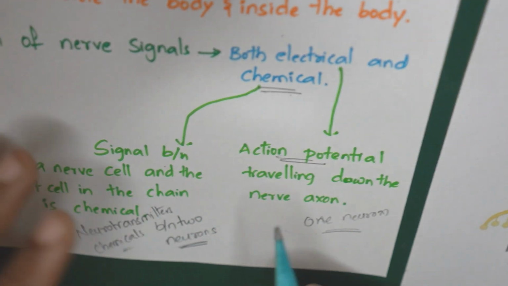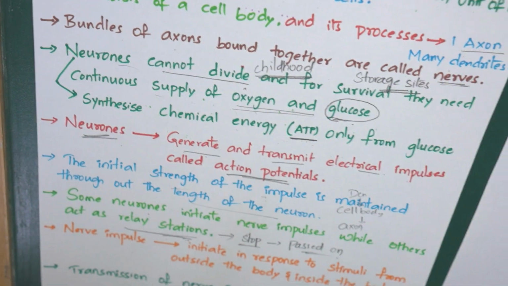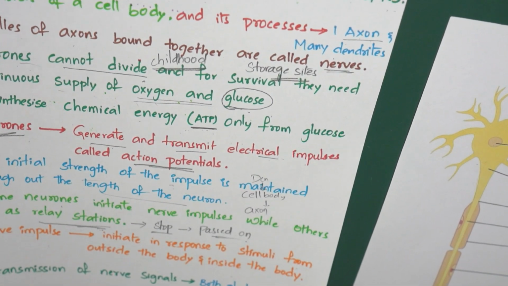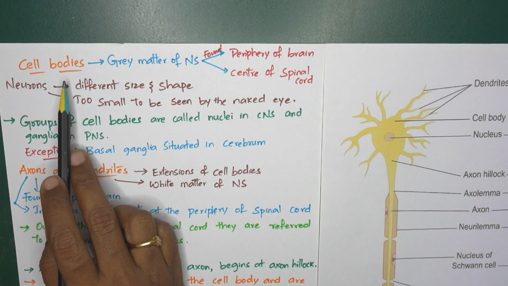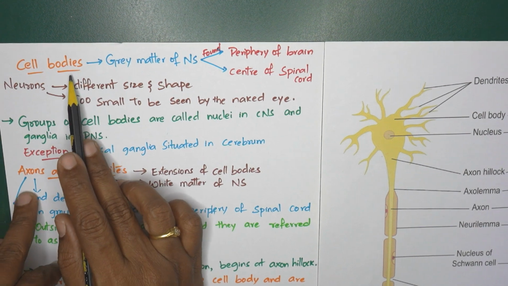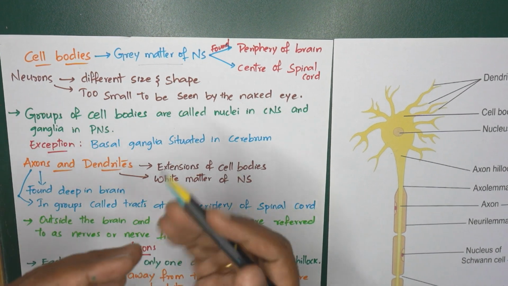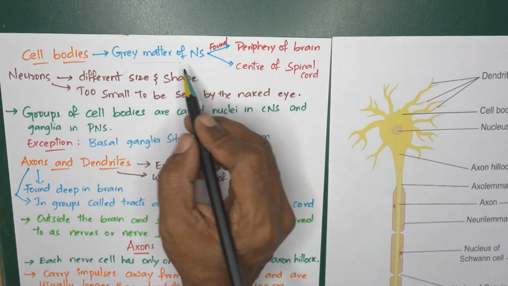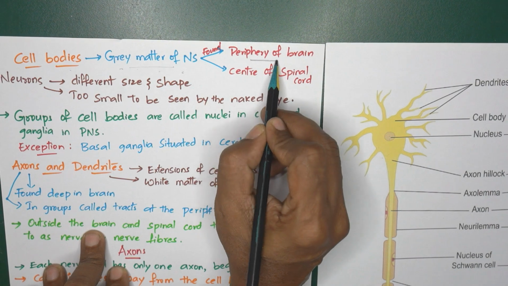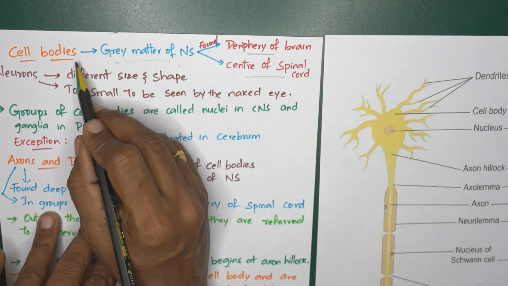Okay, this is about the neuron basics, what a neuron is and how it transmits the impulses. Now we will go with the axons, cell bodies and the dendrites, which are the parts of the neuron. Here the cell bodies form the grey matter of the nervous system. We all know that in the brain or the spinal cord we have grey matter and white matter. These cell bodies are found in the grey matter, mainly in the periphery of the brain, and in the center of the spinal cord.